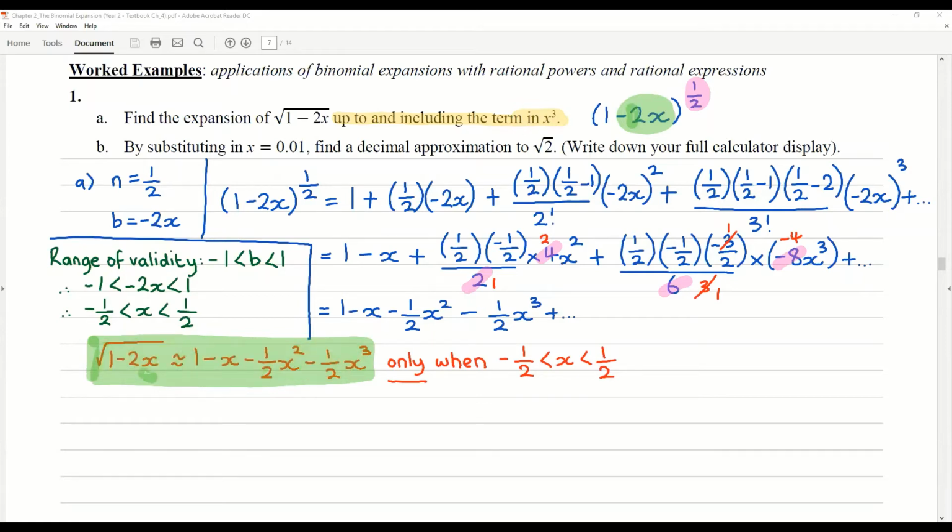Right. So now we've acknowledged that. I'd like to move on to part B, and we can see clearly we're allowed to sub in 0.01 because, of course, 0.01 is in our range of validity, isn't it? So 0.01 is perfectly fine between minus half and a half. So we're allowed to sub that in, and we need to find a decimal approximation.